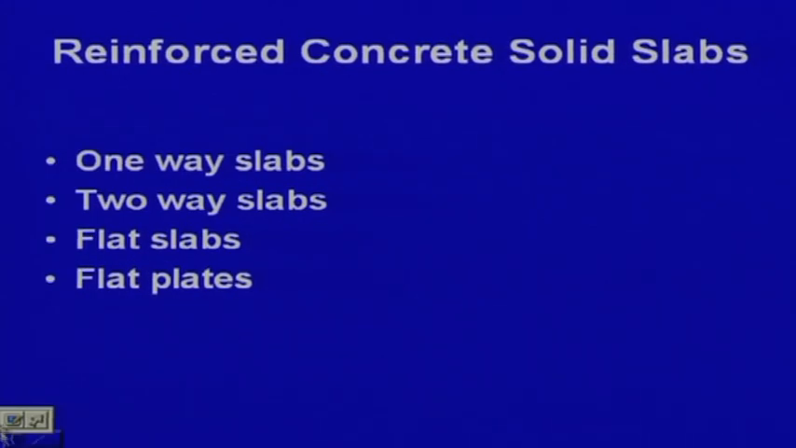Now, let us come to our problem. So far we know the support condition, the effective span, how to calculate the bending moment and the shear force, and that we shall follow. But what are the different kinds of slab? We call them reinforced concrete solid slabs, and mainly we shall take one way slabs, two way slabs, then flat slabs and flat plates. These are the four different types we shall use.